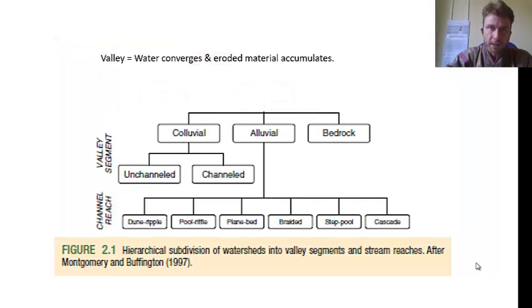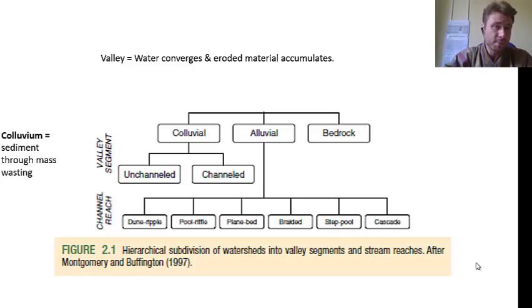So we're going to start by focusing on this idea of these valley segments. A valley, in a broad definition, is just a place where water converges and eroded material accumulates. Valley segments are described based on their dominant sediment inputs. And typically we have three types of valleys.